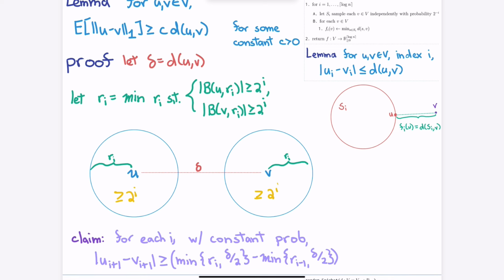And the claim, the immediate claim, is that for each of these indices i between 1 and log n, with constant probability, the i plus 1th coordinate is going to contribute at least the following. The interesting case is when R_i is smaller than delta over 2, otherwise the balls are crossing. When R_i gets very big, we'll handle that. In the more interesting case, R_i is smaller than delta over 2, in which case the i plus 1th coordinate is going to give you at least R_i minus R_{i-1}, where R_i is this radius to barely contain 2 to the i vertices.